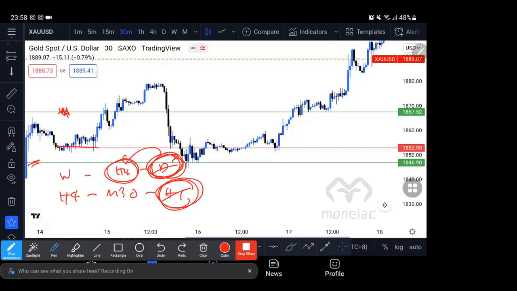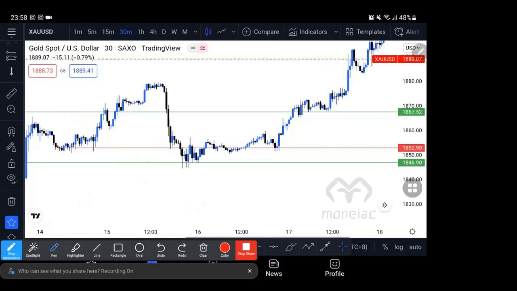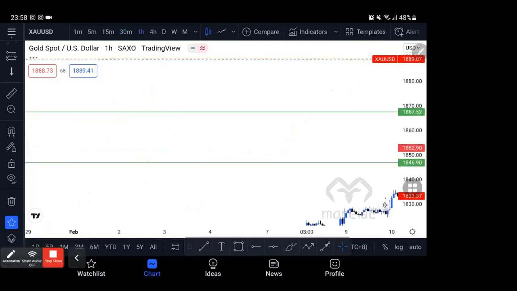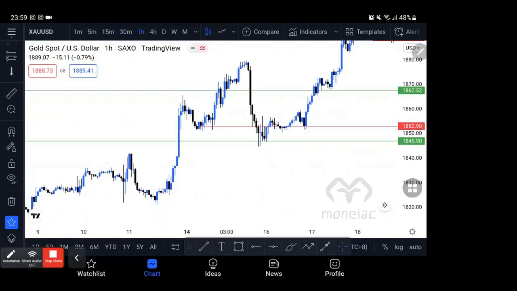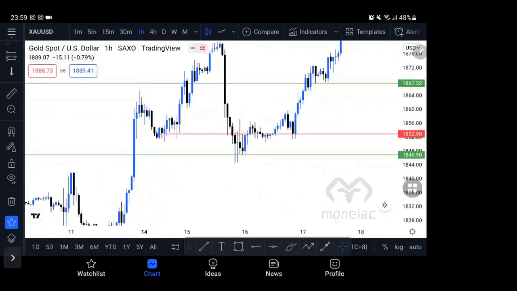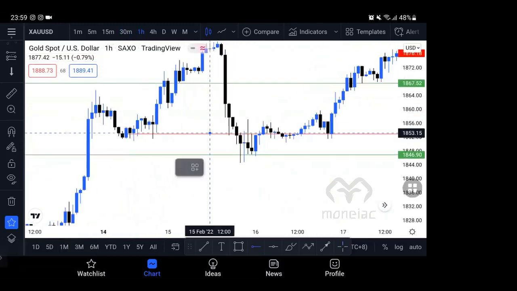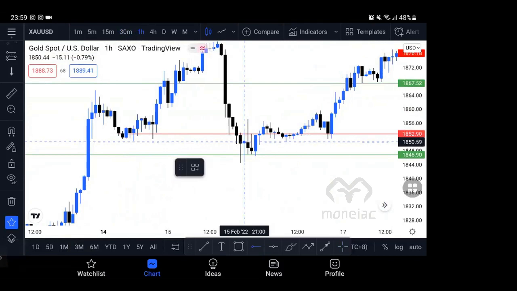Then it doesn't make sense if we enter over here and the price can easily break this one. So that's why I drop down until we have entry at M30 and wait for the H1 to break first. After H1 breaks, then we can consider the daily to break. So did H1 really break over there? Yes. The H1 did break over here.